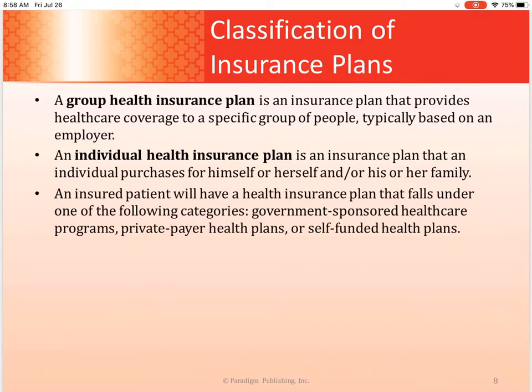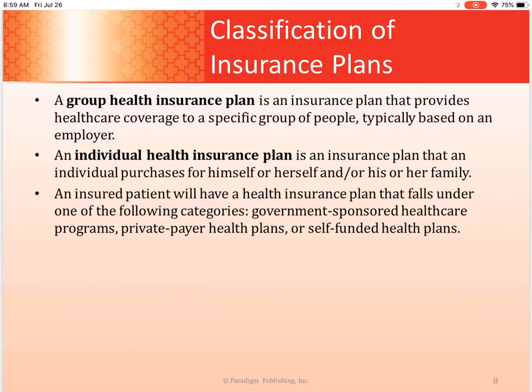Now, group health insurance, this is insurance plans that provide healthcare coverage to a specific group of people, usually based on an employer. So here at Itawamba Community College, I have a group health insurance plan. ICC has gone out and got this plan for us, and we all are covered by it. North Mississippi Medical Center, they have their own group health insurance plan. Ashley Furniture has their own group health insurance plan.